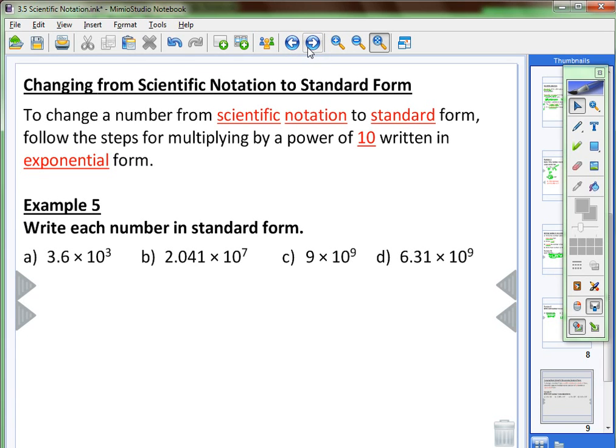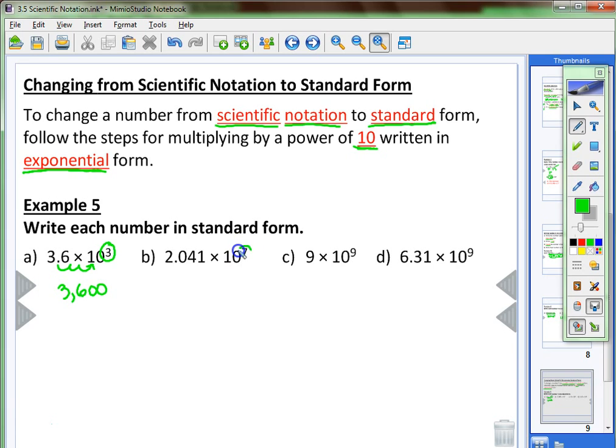The last thing we need to do is learn how to change from scientific notation to standard form. And this we've actually already done. We did it when we were multiplying by powers of 10. To change a number from scientific notation to standard form, follow the steps for multiplying by a power of 10 written in exponential form. So example 5, part A. 3.6 times 10 to the 3rd power. We're going to look at that exponent. It tells us the decimal point has to move 1, 2, 3 places to the right. So it becomes 3,600.